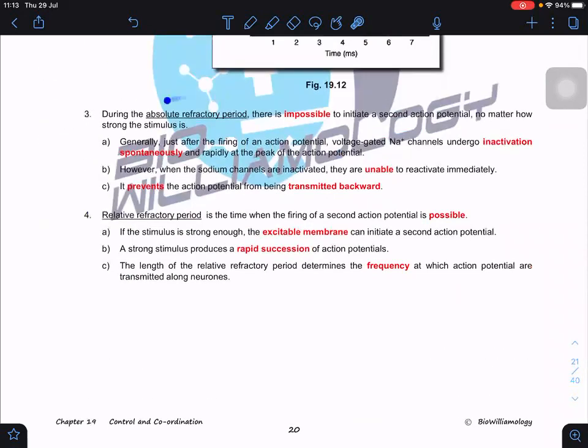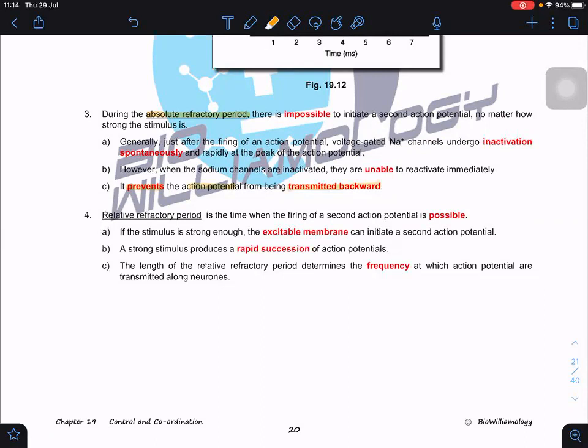During the absolute refractory period, it is impossible for us to generate any action potential, because during this period of time, all voltage gated sodium ion channels undergo inactivation spontaneously and rapidly at the peak of the action potential. So either they are all open already, or all of them closed. And highlight, very important, what is the role of absolute refractory period? We want to prevent the action potential from being transmitted backward.